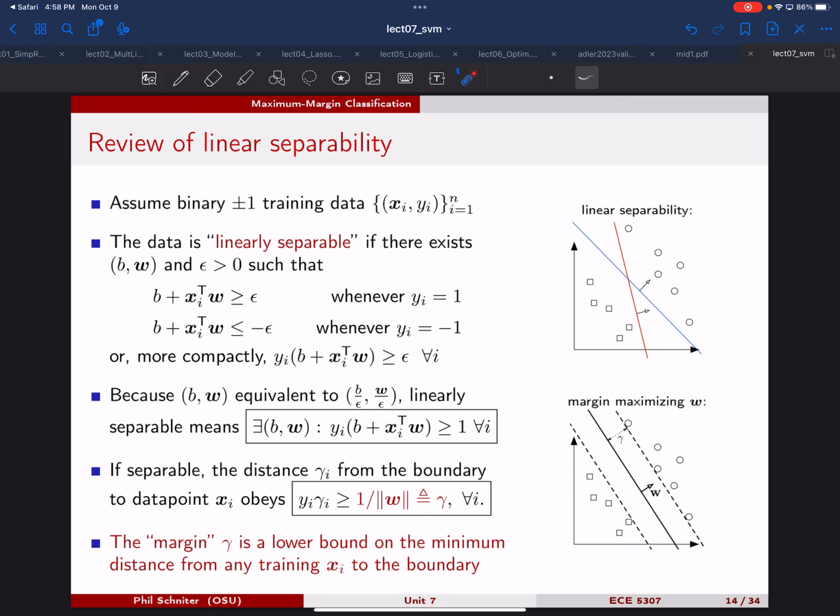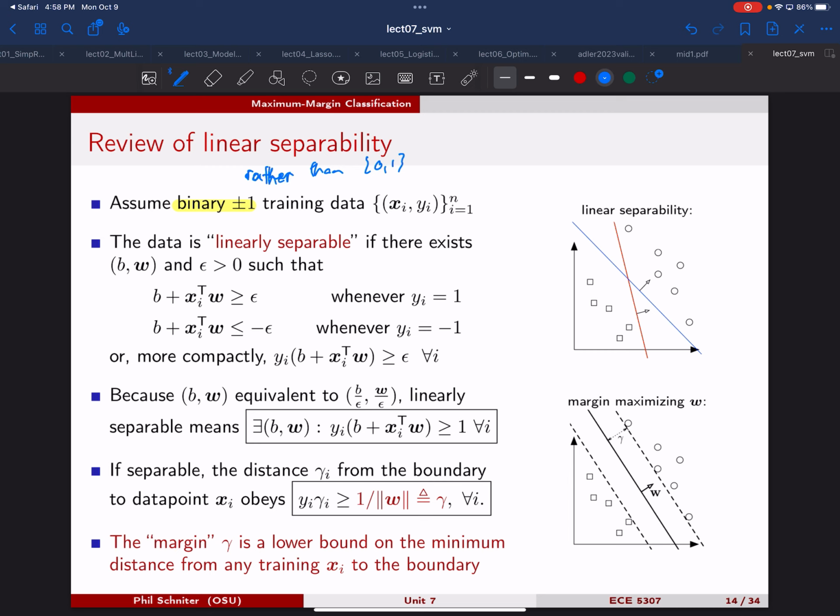Okay, so just for tractability, so that the equations look nice, we're going to assume binary plus or minus 1 training labels rather than 0, 1. Conceptually, you can do everything for 0, 1s too, but the equations are messier. So keep that in mind: binary plus or minus 1.